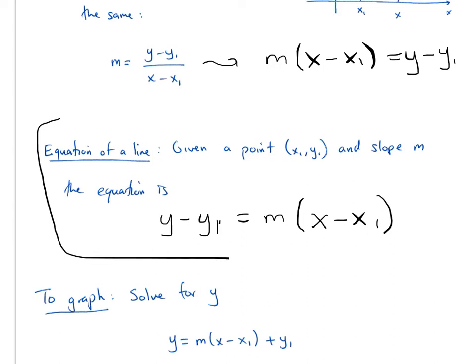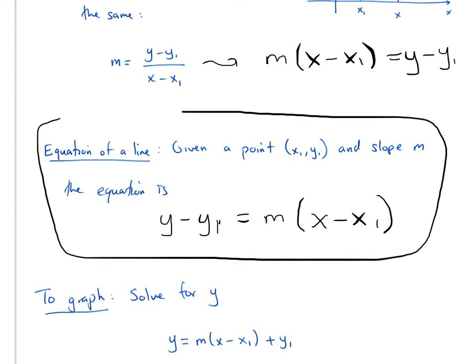This is usually what's called the point-slope formula. And it's usually the most useful equation of a line because it only assumes that we know a point and a slope. And that point can be any point on the line without any sort of special properties.